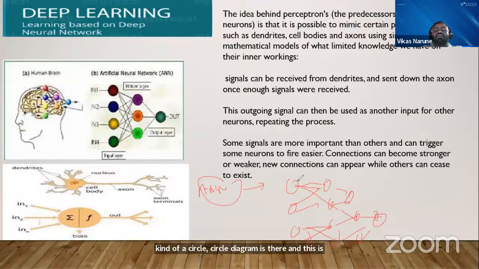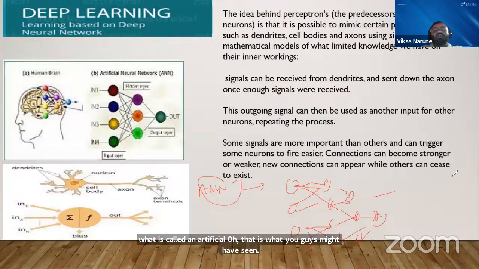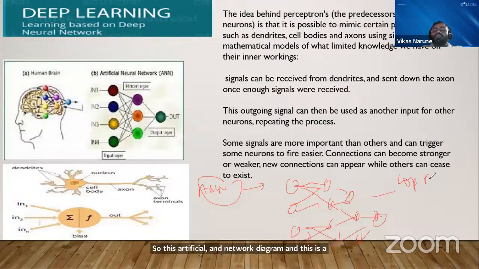Artificial neural network. This is what you guys might have seen. This artificial neural network diagram is a copy of the human brain, guys. If you want to understand artificial neural networks, you have to understand how the entire artificial neural network works, and you have to understand the functioning of the human brain.